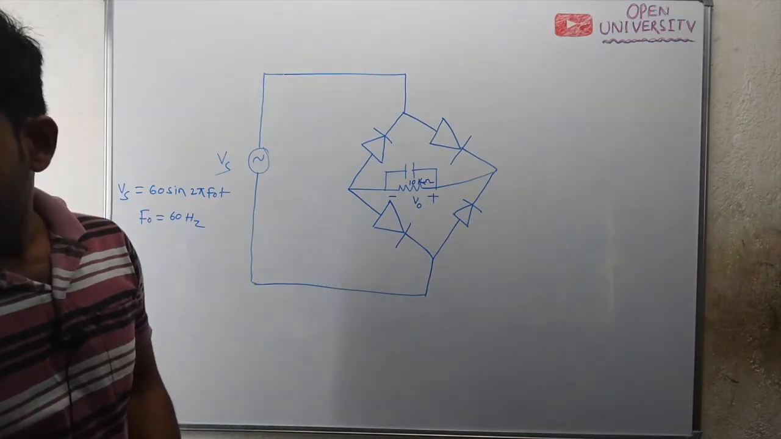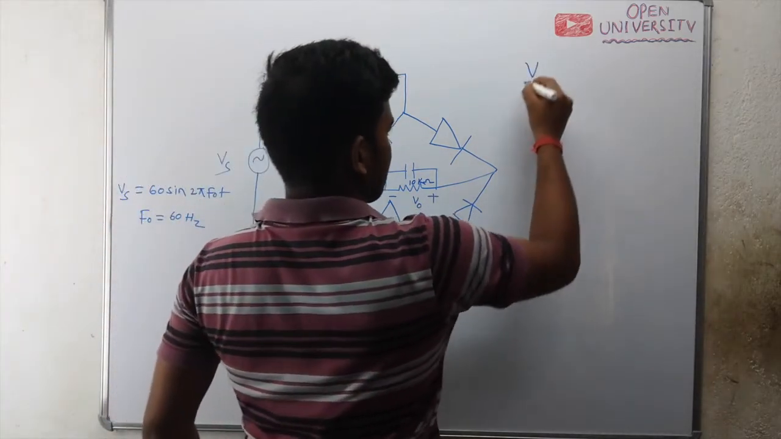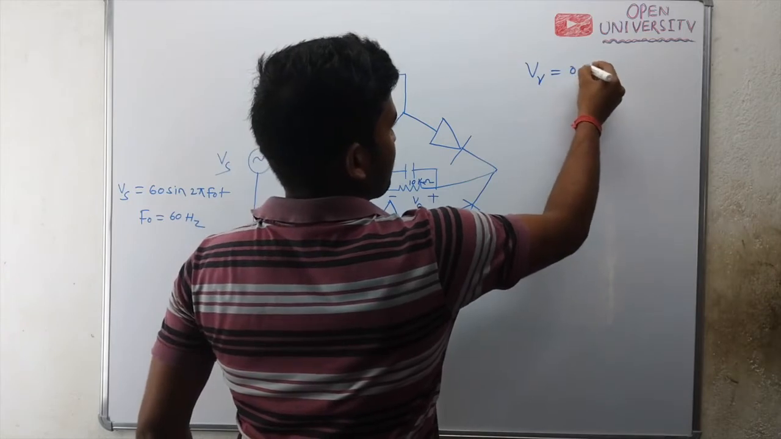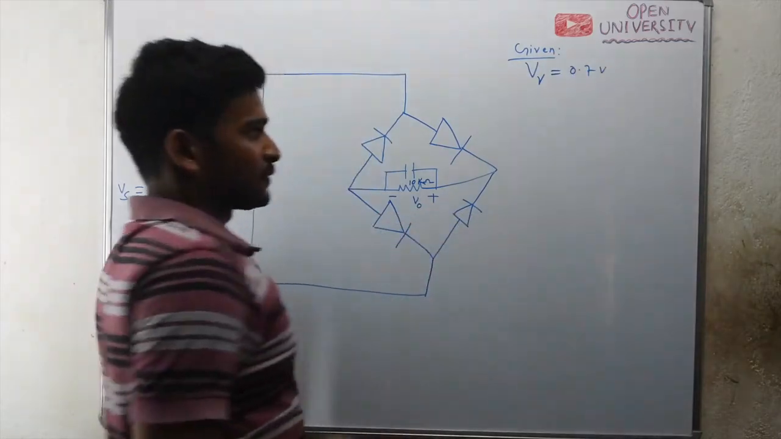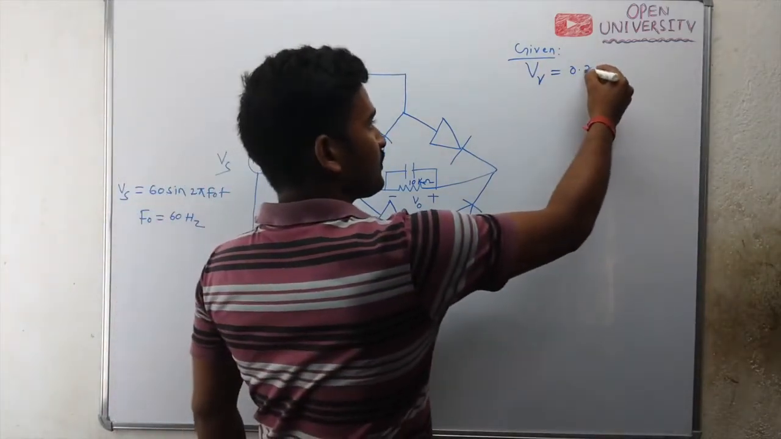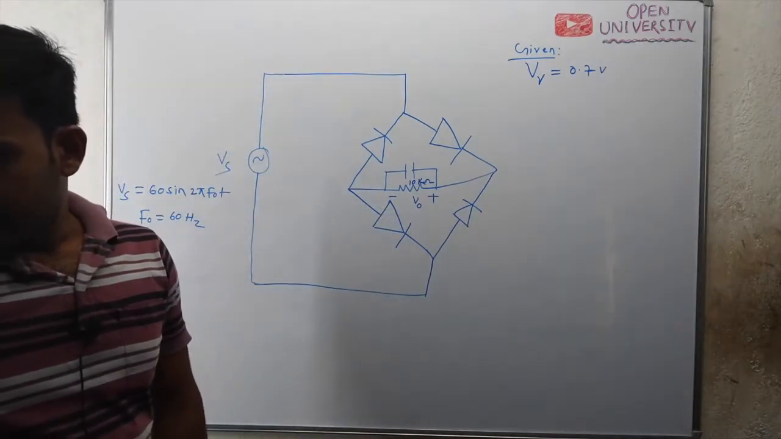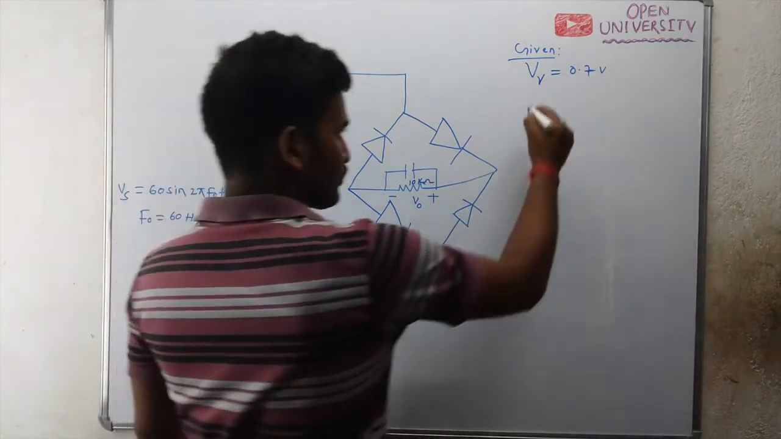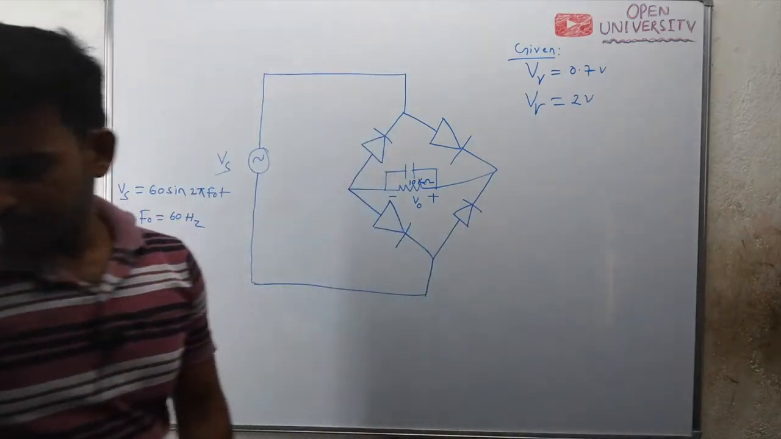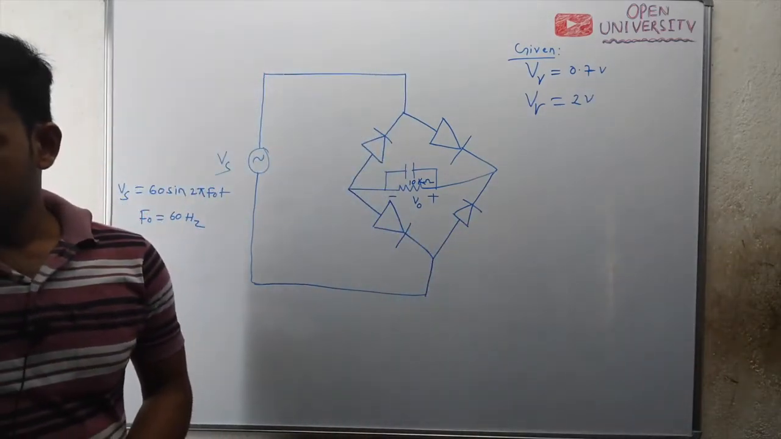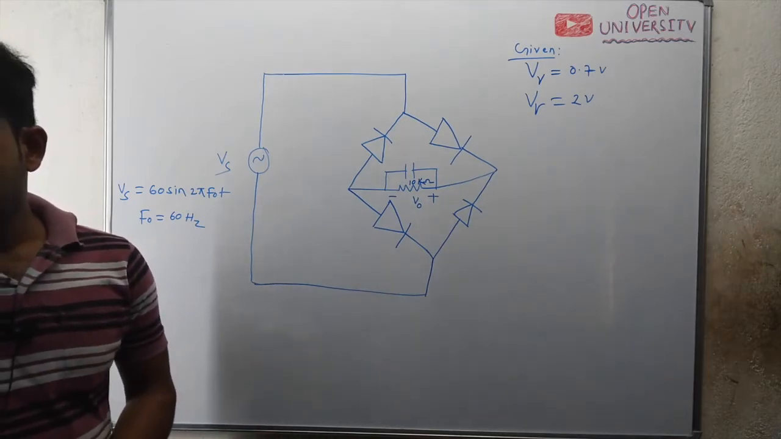Diodes have cut-in voltage 0.7 volt. The cut-in voltage of each diode is given to be V gamma equal to 0.7 volt. They are practical diodes now. And peak to peak ripple voltage VR is given to be 2 volt. And it is asked to calculate the value of capacitance.